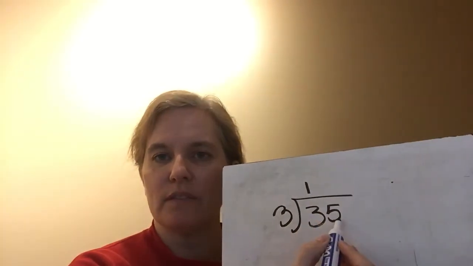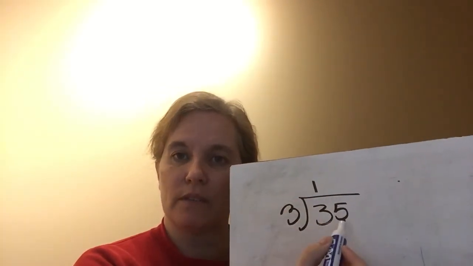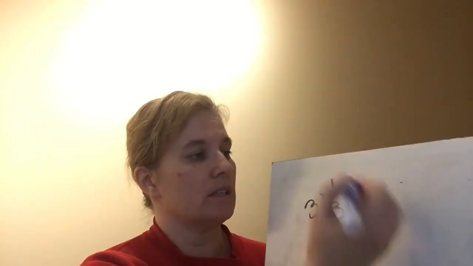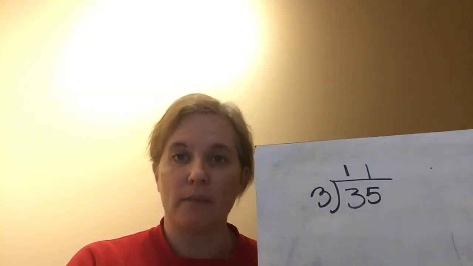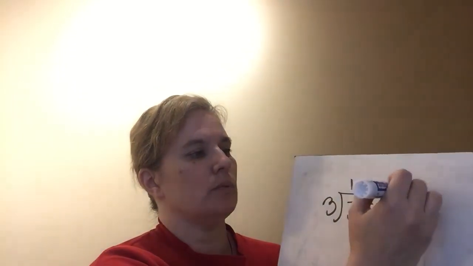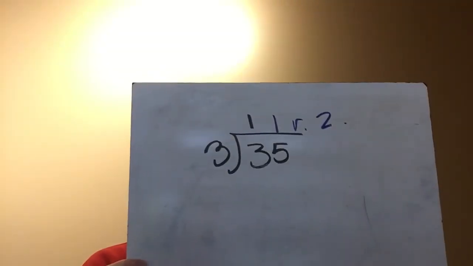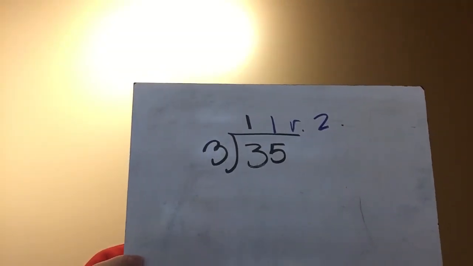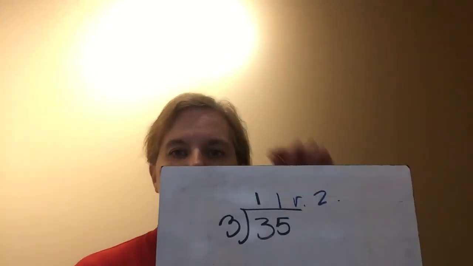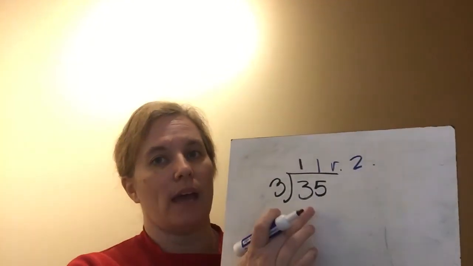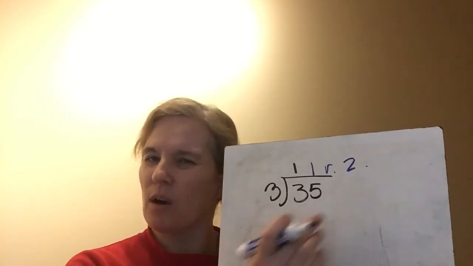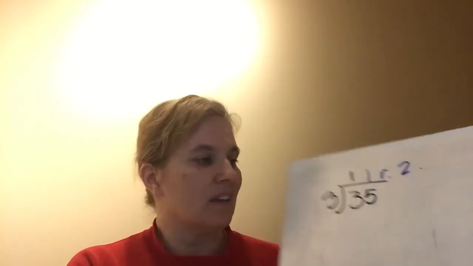So now I'm going into 5. How many times can 3 go into 5? Again, 1 time. 1 times 3 is 3. 5 minus 3 is 2. So your answer for 1B is 11 with a remainder of 2. I wanted to go ahead and do that one for you because that's the hardest of those.